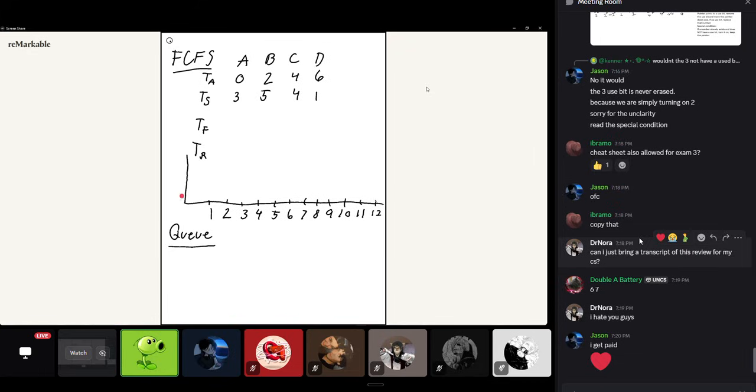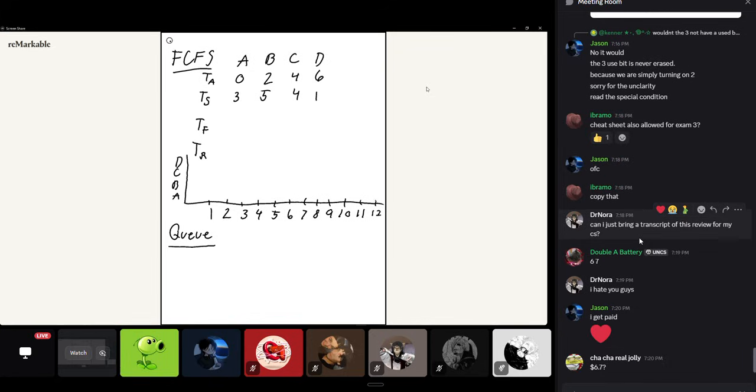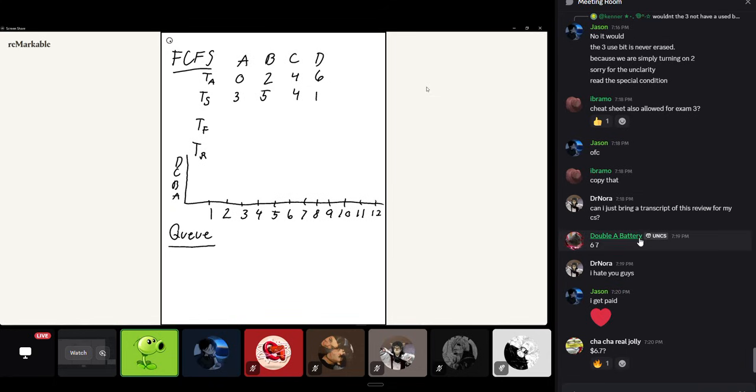And now on the left side, it's going to look kind of like a graph. You're going to have your processes: A, B, C, and D. Now, this is what we're going to be working with. And first come, first serve is super simple, and it's a great introduction to what exactly we're going to be doing.